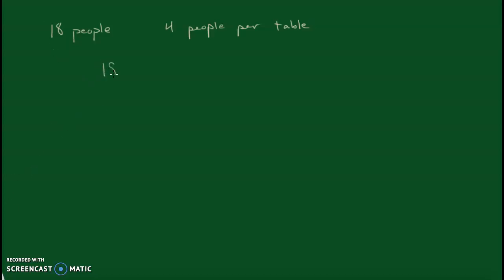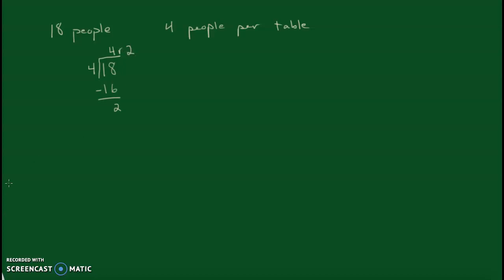So let's start with our division problem. We're going to have 18 divided by 4. And 18 divided by 4 is 4. 4 times 4 is 16. We subtract and we get 2. 2 is less than 4. So we have 4 remainder 2.